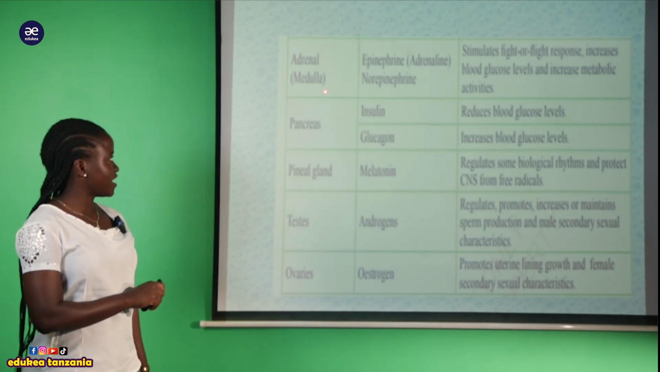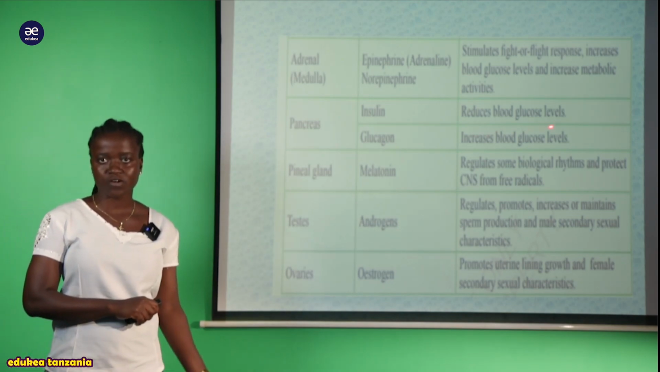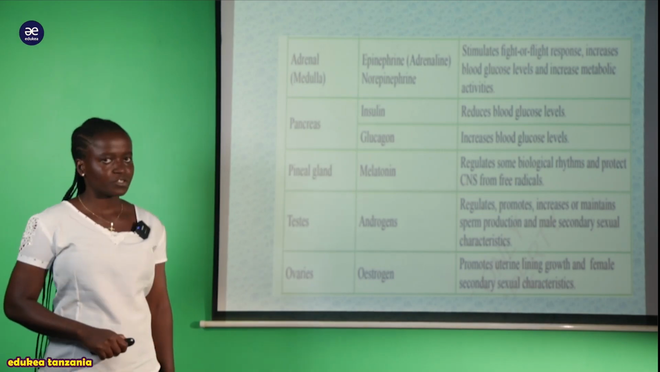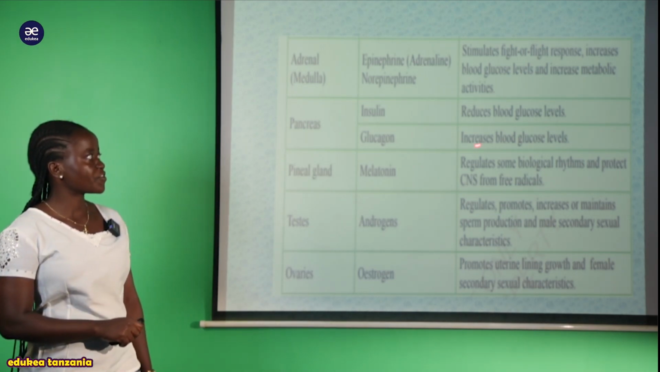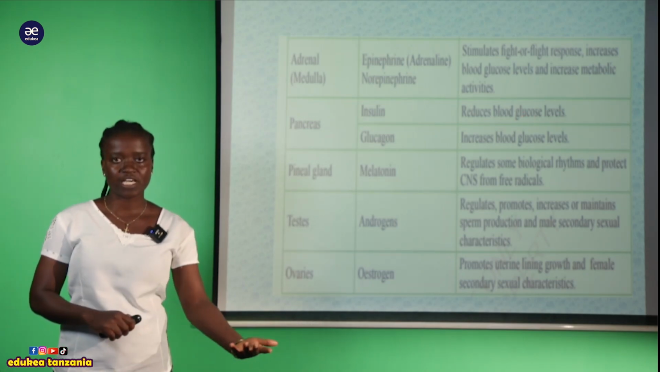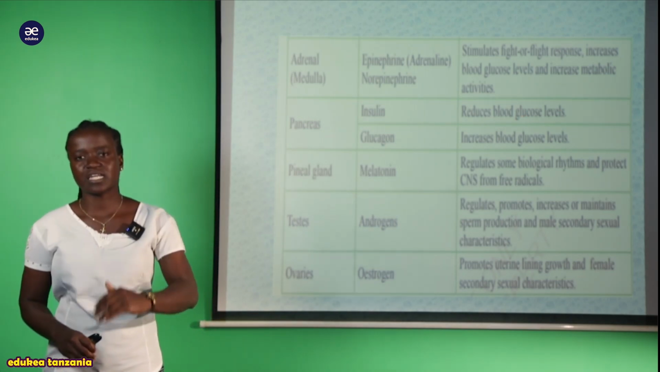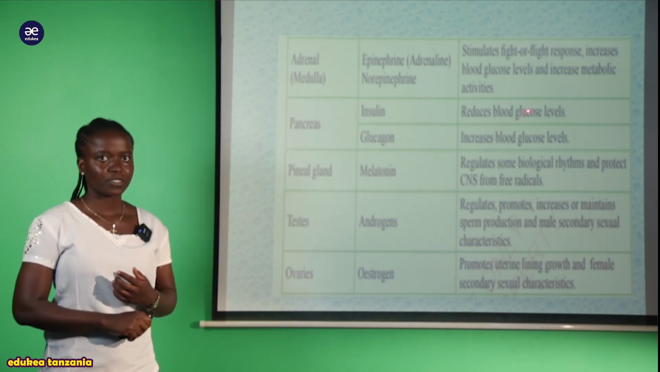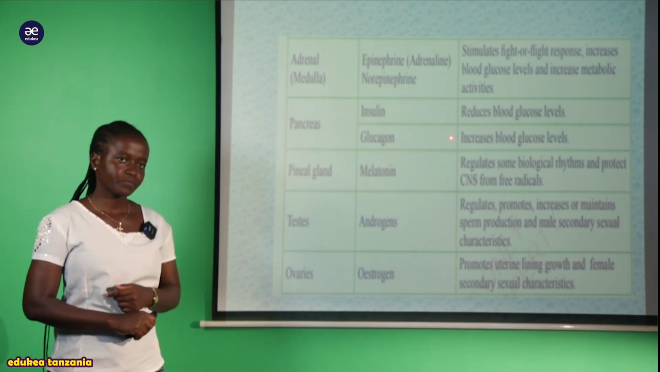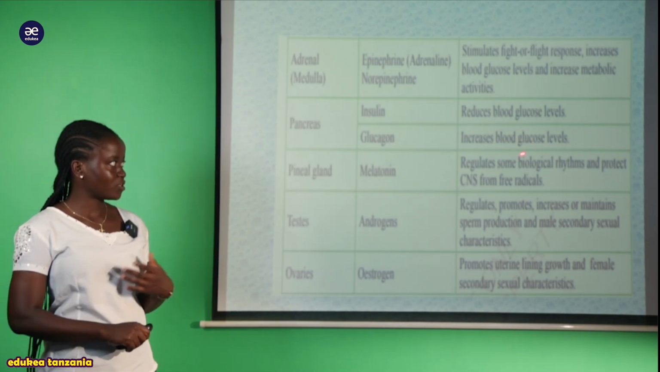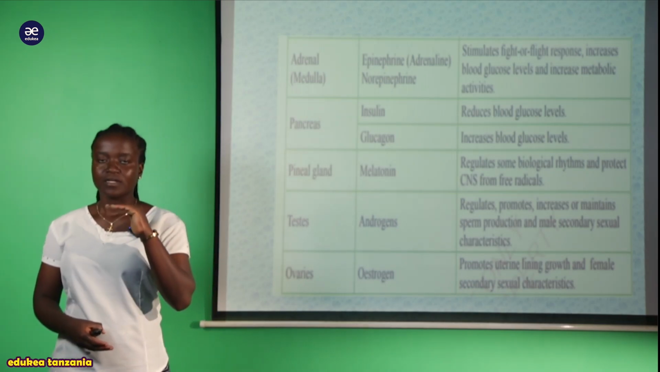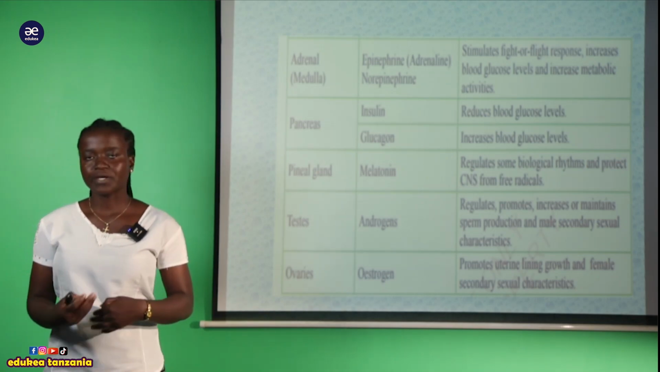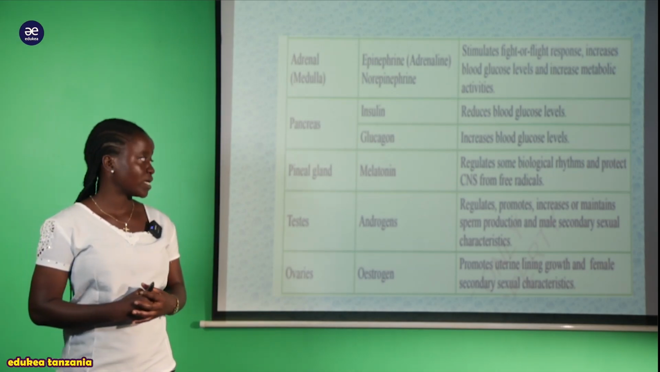And also we have another gland called the pancreas. Pancreas is responsible for production of two hormones. The first hormone is insulin, and the second one is called glucagon. Insulin is responsible for reducing blood glucose level. Where sugar is very high in the blood, it is reduced by this insulin hormone. But also we have the glucagon. This glucagon increases blood glucose level. Where there is a low amount of glucose within the body, this glucagon hormone will regulate the blood sugar level within the blood.